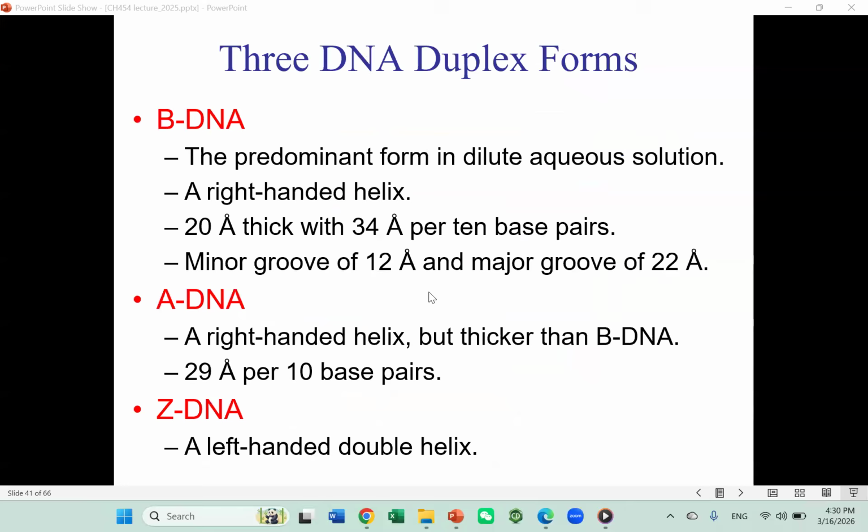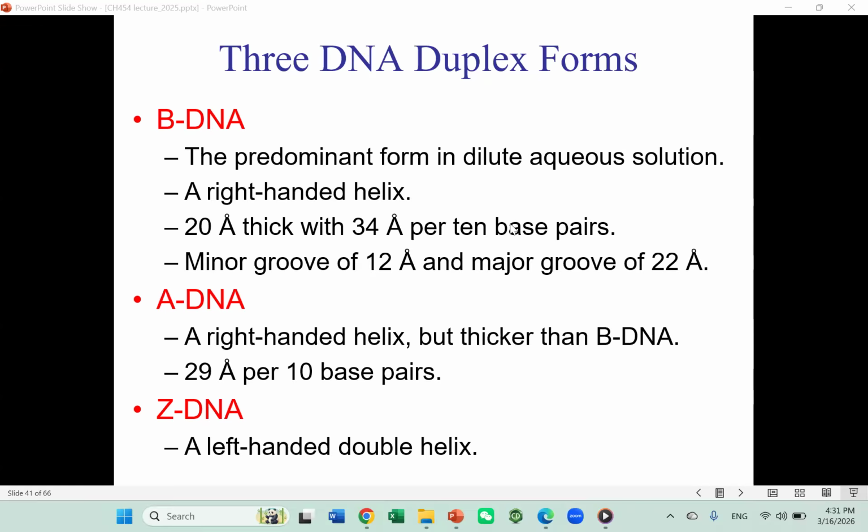All right, and so for the DNA duplex, so far we have only talked about B-DNA. B-DNA is the most common DNA secondary structure. Normally it exists in dilute aqueous solution, and it is a right-handed helix. Those details we have already talked about.